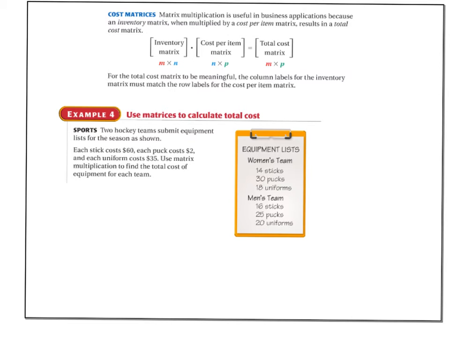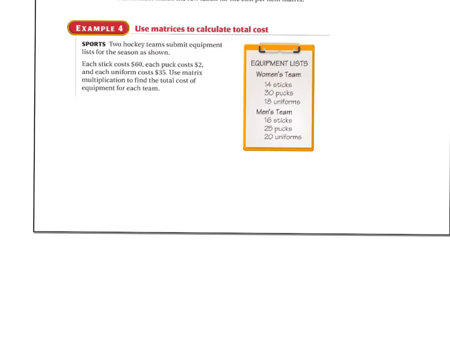that inventory. So for the total cost matrix to be meaningful, the column labels for the inventory matrix must match the row labels for the cost matrix. So your column must match the row. That's just what they're saying there again. So we'll use this example below, and it takes a little space.